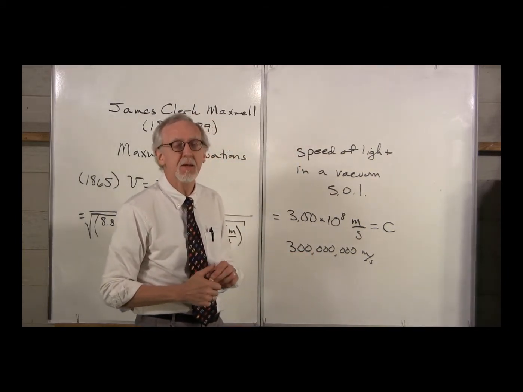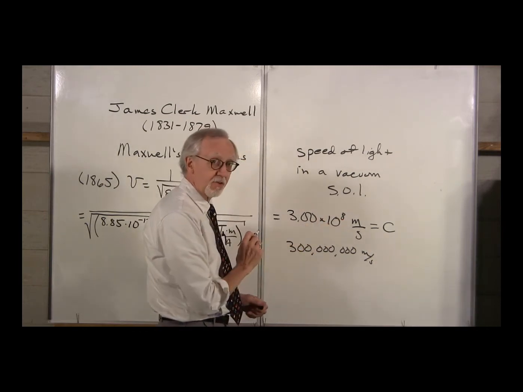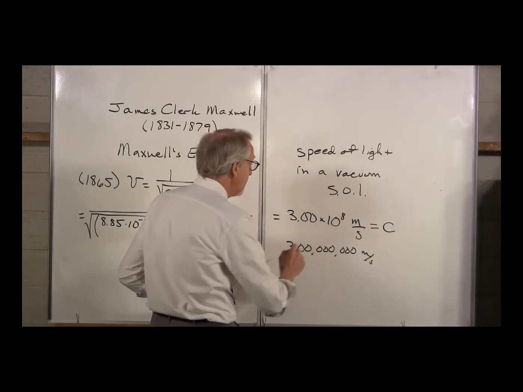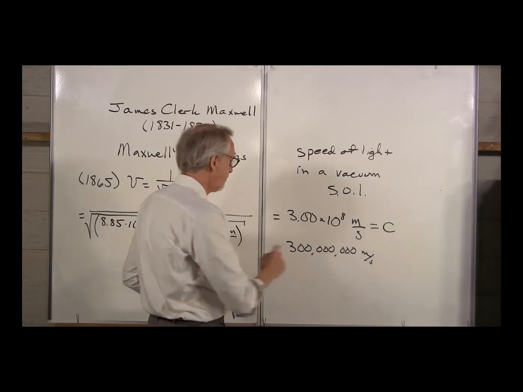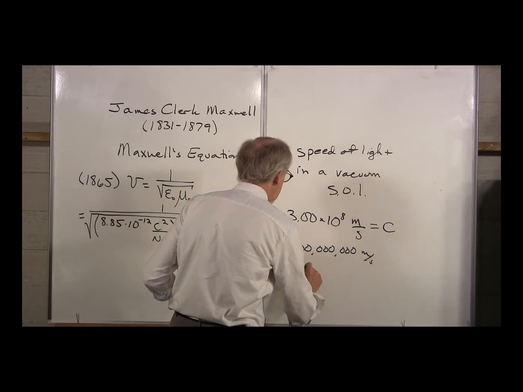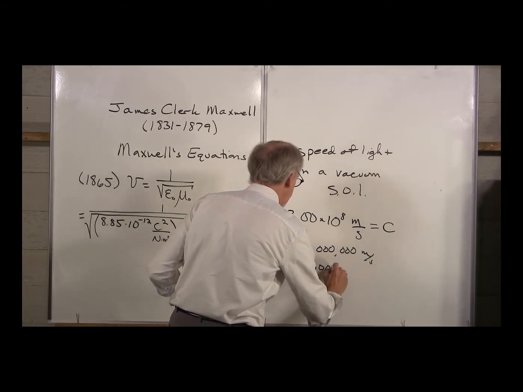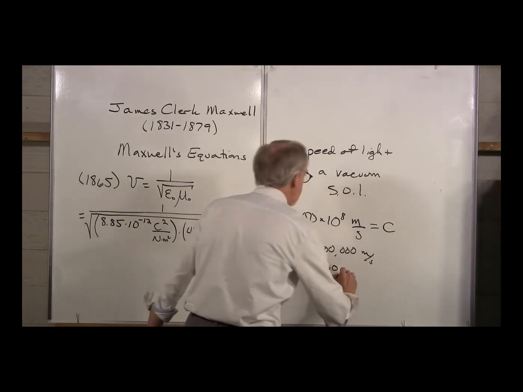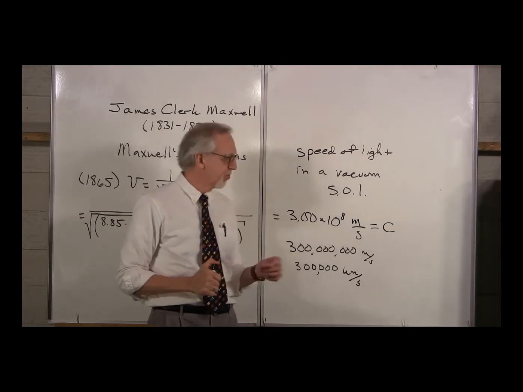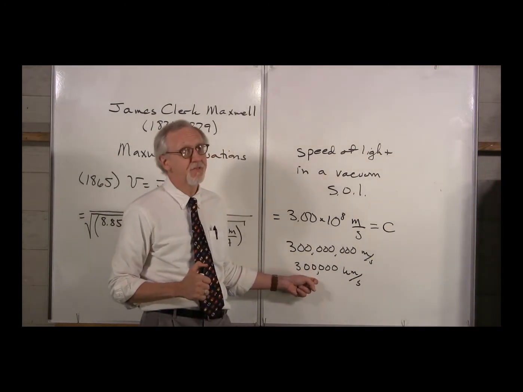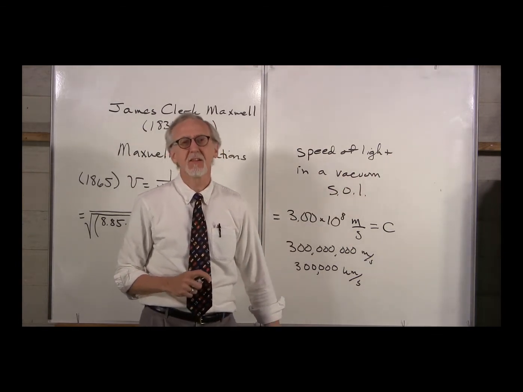300 million meters per second. In other words, taking out a factor of 10 to the 3, this would be 3 times 10 to the 5th kilometers per second. In other words, 300,000 kilometers per second. So 300,000 kilometers, that's a very, very long way every second. That's how fast light travels.